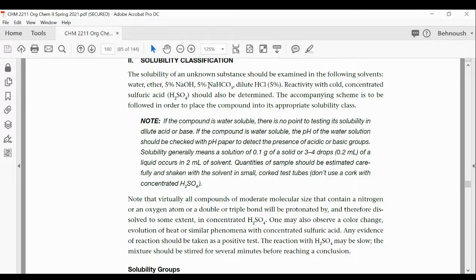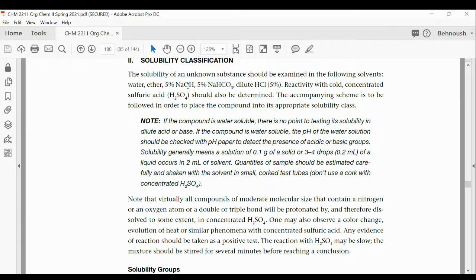Now, sodium bicarbonate can dissolve only stronger acids. It doesn't dissolve weak acids. So if the compound dissolves in sodium hydroxide, it's either a phenol or a carboxylic acid. But if it dissolves in sodium bicarbonate, it's the stronger of the two, and that would be a carboxylic acid. Phenol doesn't dissolve in sodium bicarbonate unless it's a specific phenol, with a nitro group on it, an electron-withdrawing group. But normal phenols do not dissolve in sodium bicarbonate.